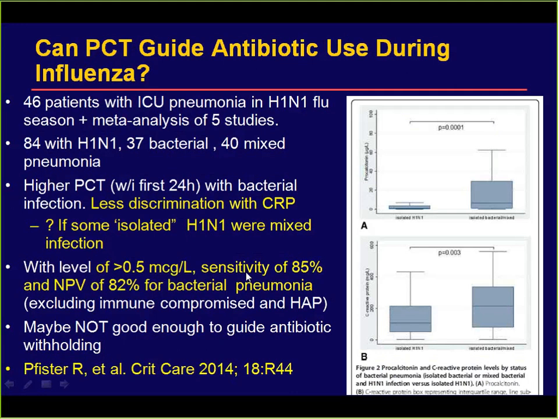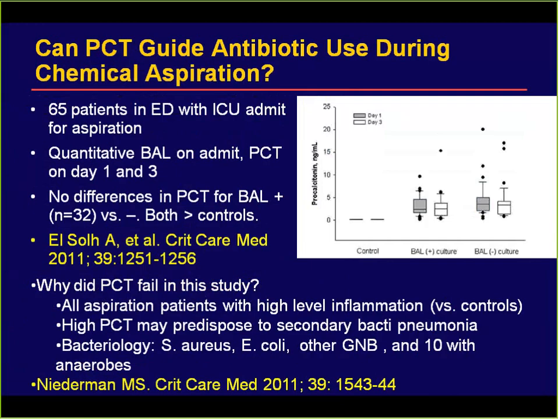With the level greater than 0.5, the sensitivity and negative predictive value for pneumonia was still pretty good. So again, I think the general interpretation here would be when the levels are elevated, you probably do need to use antibiotics, knowing that some of those people don't have bacterial superinfection. But when the levels are extremely low, it may be safe to withhold antibiotics in that setting. And this is another application that I thought was sort of interesting.